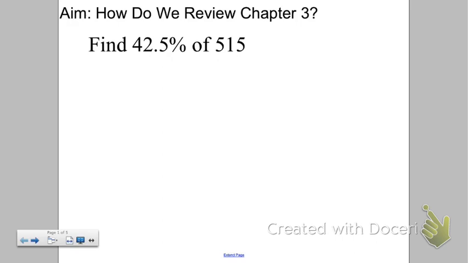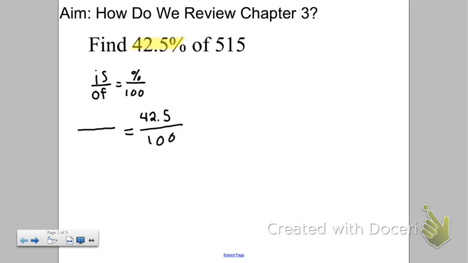Whenever we're finding percents, we're always going to use our same proportion to keep things consistent. Is over of equals percent over 100. We know the 100 is always going to stay. Our easiest number to find is the percent. We have 42.5%.